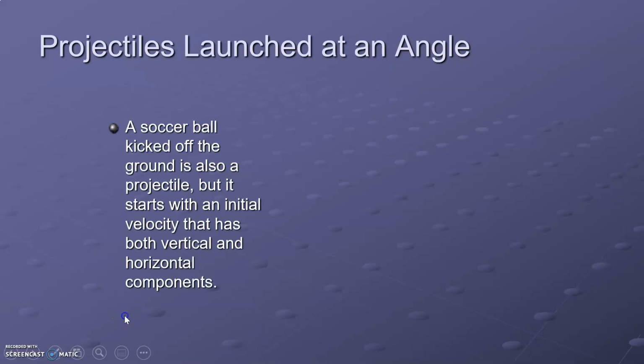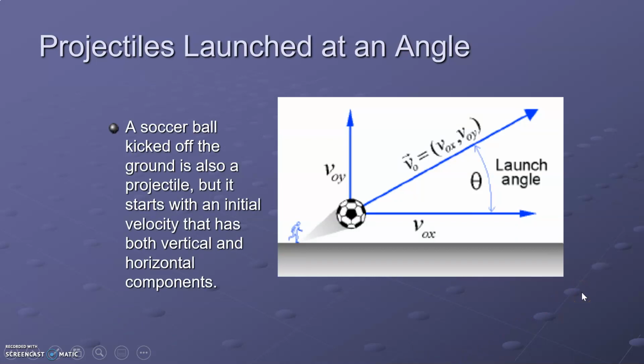Okay, here's a couple of things that you need to know. We're not going to get too detailed in this physics class, but just understand that if something is shot, kicked, or launched, you have a velocity going this way in the x direction, and a velocity going in the y direction. The soccer ball kicked off the ground is also a projectile, but it starts with an initial velocity that has both vertical and horizontal components.